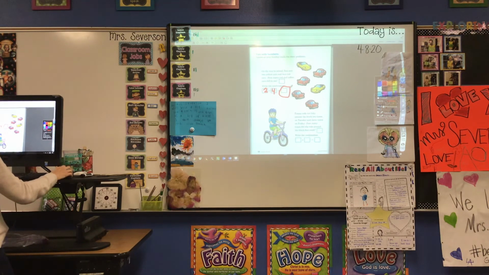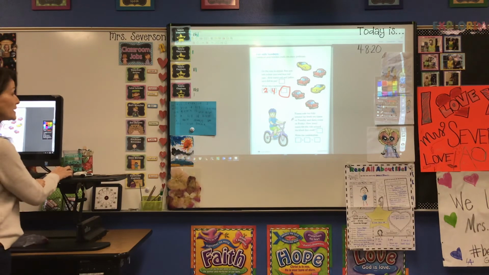And then you're going to write the answer again right here because it says how many red and yellow cars did he see? So you're going to write that same answer right here. So the sum is going to go in 2 places. Okay? All right.